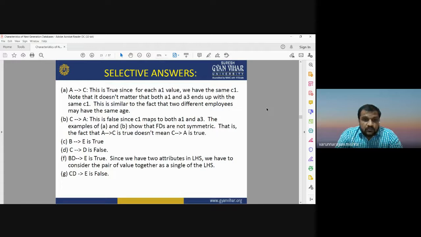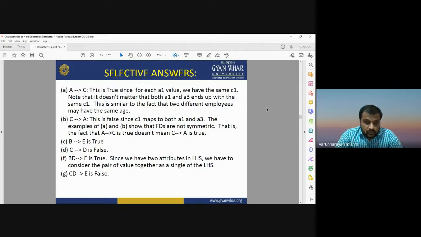So this is similar to the fact that two different employees may have the same age. Second option, that is C to A, this is false because C1 maps to both A1 and A3, and the example of A and B shows that the functional dependencies are not symmetric. There is a fact that A to C is true, and it doesn't mean that C to A is true.